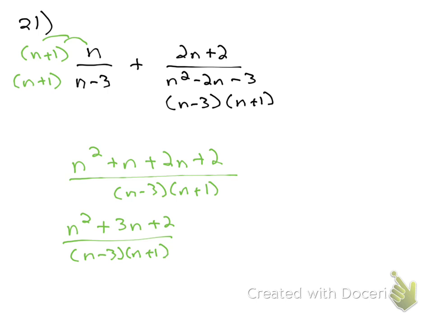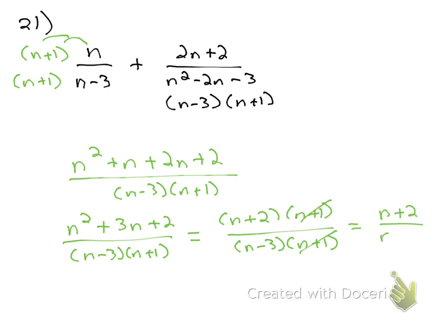I can factor that numerator, can't I? What would that be? N plus 2, n plus 1. Good. Beautiful, Royce. N plus 2 times n plus 1 over n minus 3 times n plus 1. So what would cancel? N plus 1s. So my answer would just be n plus 2 over n minus 3. That was a fun one. I love that one.